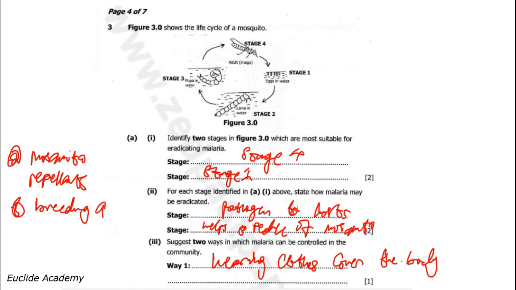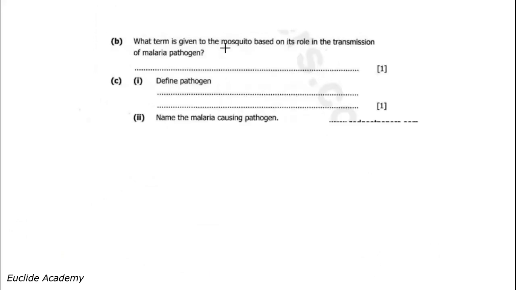And of course, you can also talk about a third point, by clearing breeding grounds for mosquito. And 4, by killing adult mosquitoes through spraying, indoor spraying. Okay, so these are all the ways in which malaria can be prevented in the community.